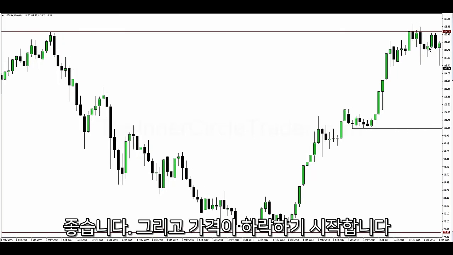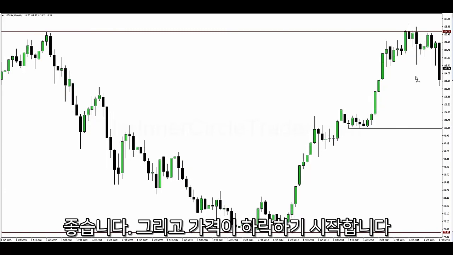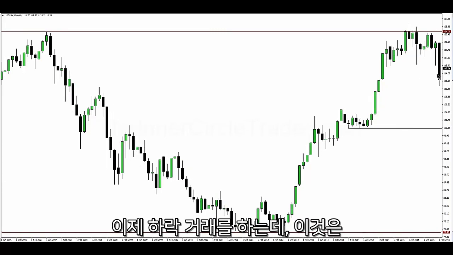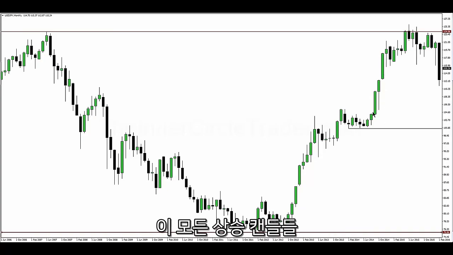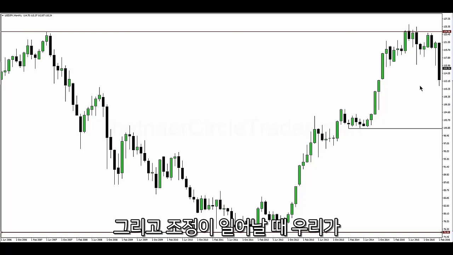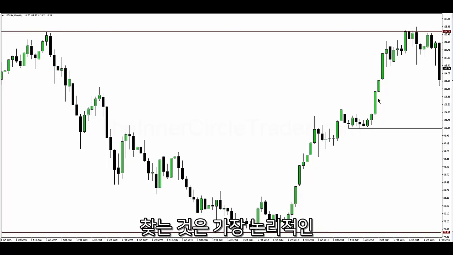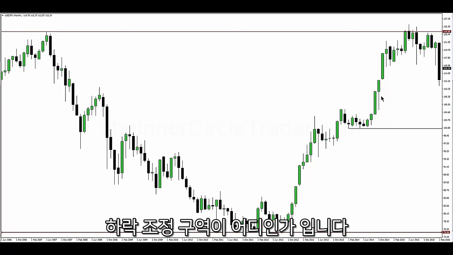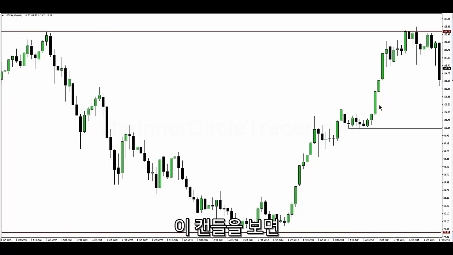Okay, and price starts to drop, trading down. Now, what it's doing is pulling back inside of all these up candles. Once we clear an old high, we would expect some measure of retracement. And when the retracement occurs, what we're looking for is where is the most logical area for it to pull back down into. Now, if you look at this candle here, we have a previous up candle, rather large candle.